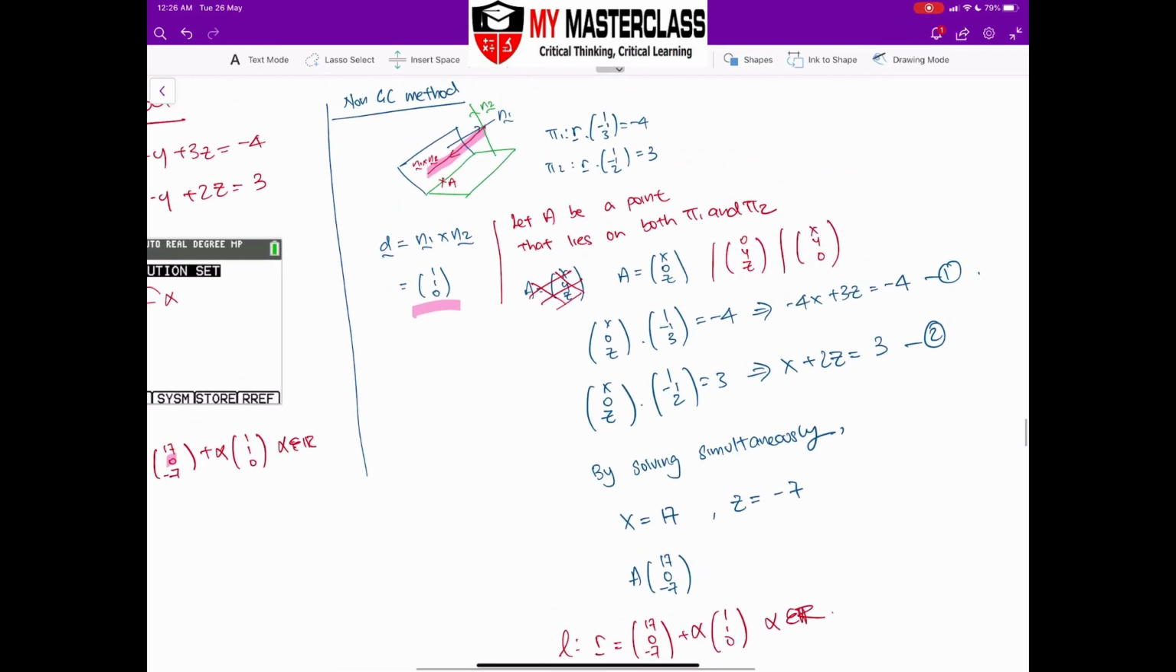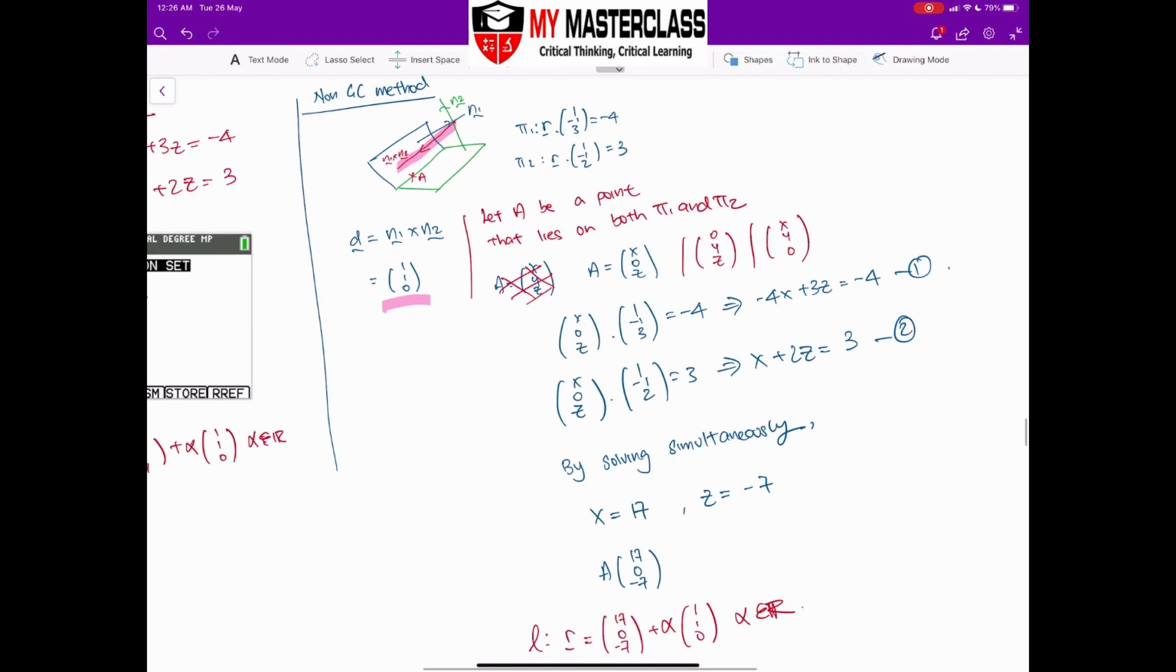So take note, 2 steps: you find the direction of the line of intersection by crossing the 2 normals. Then you let a point that lies on both planes, you let one of the variables be 0 and solve simultaneously. That's all for the relationship between two planes and how to find the line of intersection between two planes as well.